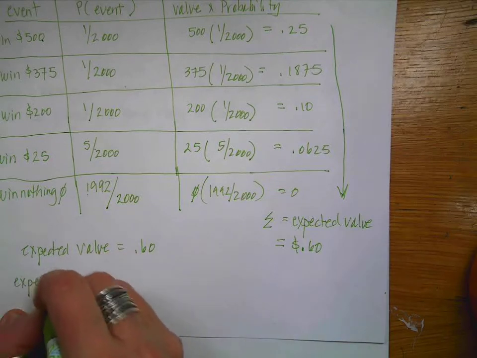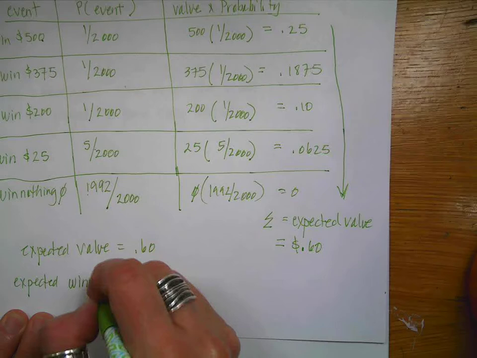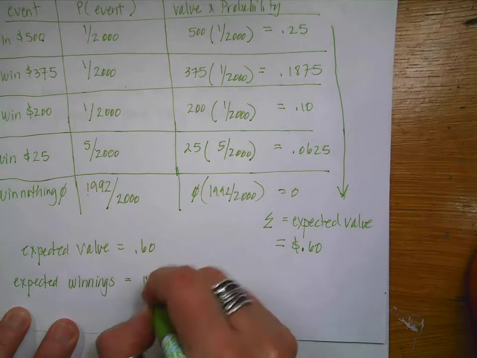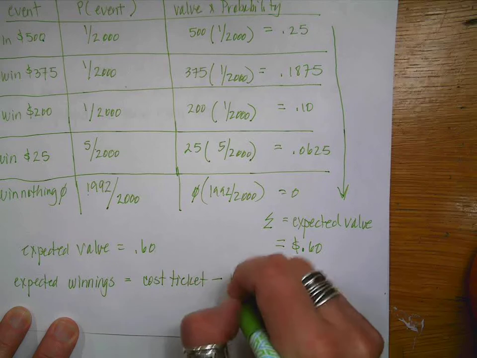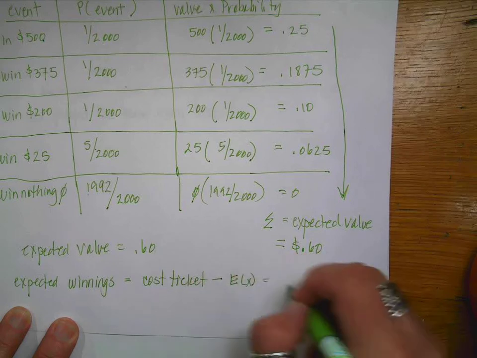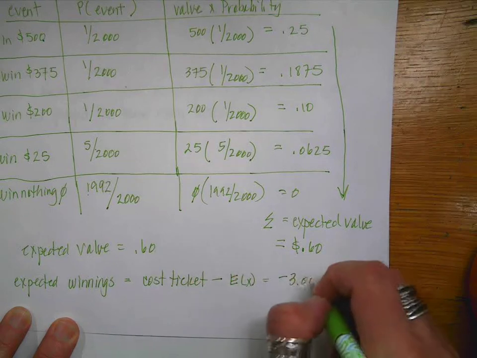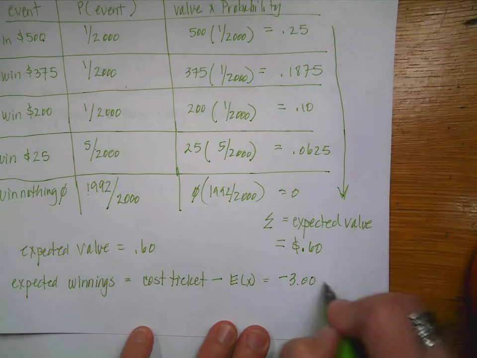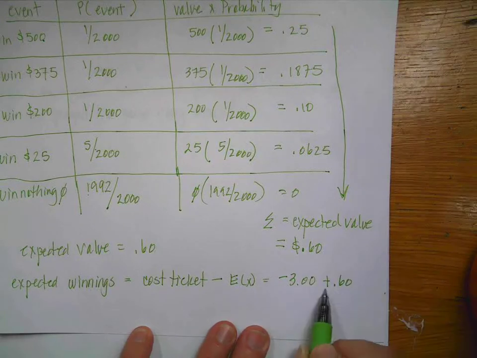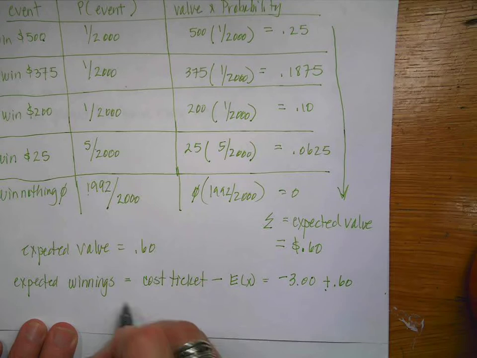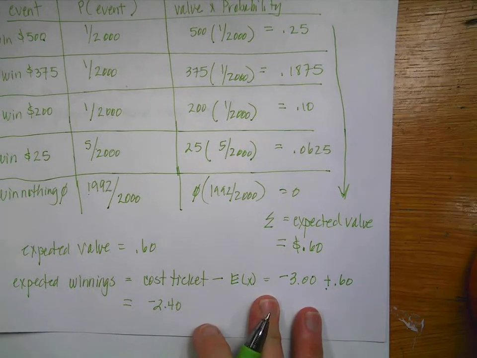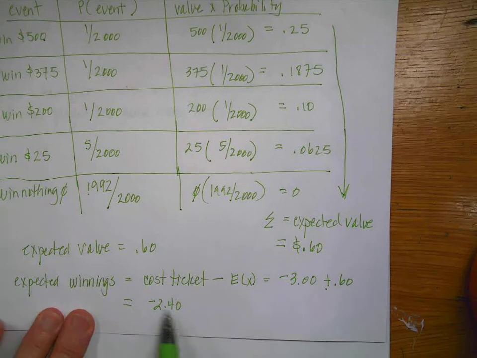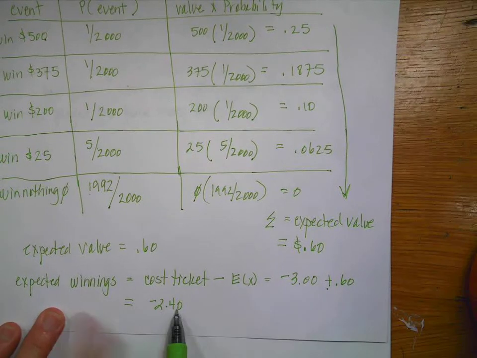So my expected winnings, how much could I potentially earn, is going to be the cost of the ticket minus the expected value, and that's going to be a negative $3 because I spent $3 on the ticket. I could potentially win, so that's positive, and so my expected winnings are a negative 2.40.